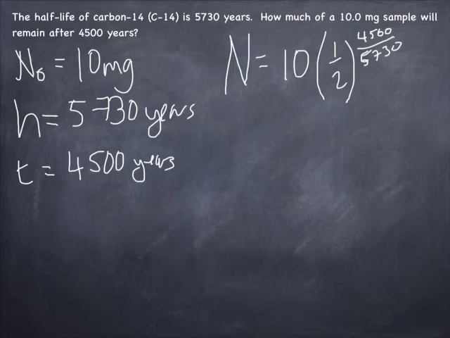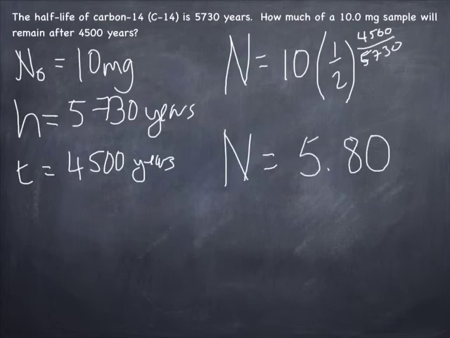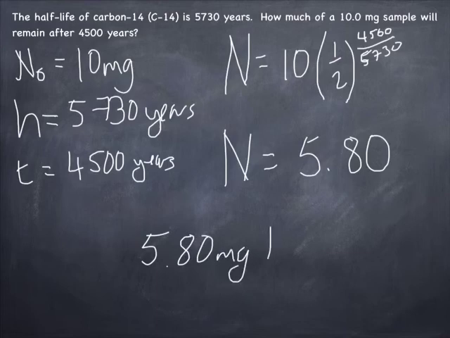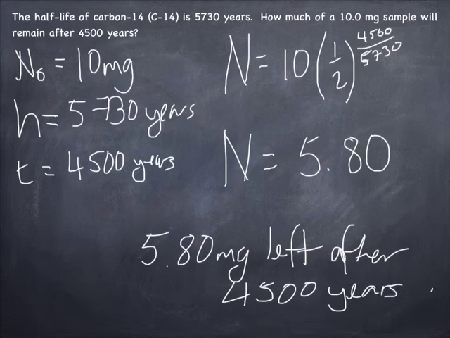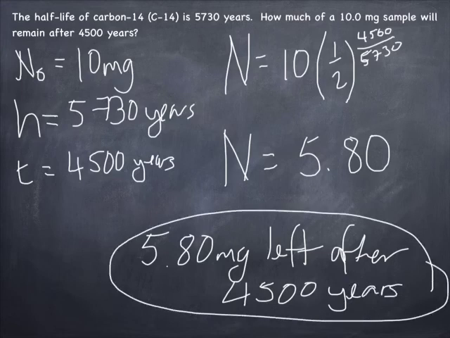So what I did was I plugged this into the calculator, and I found that N equals 5.80, and that's to the nearest 3 significant digits. So there is 5.80 milligrams left after 4,500 years. They're the 3 biggest types of word problems you'll find. Each has a formula. So just figure out what the question's asking, which formula you need to use, and there's your answer.